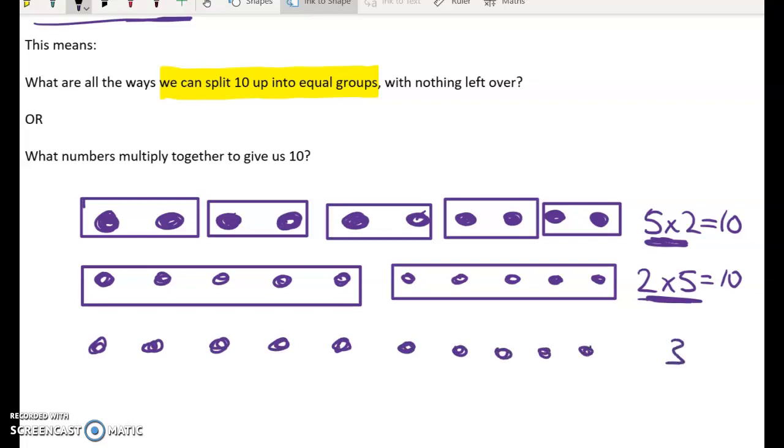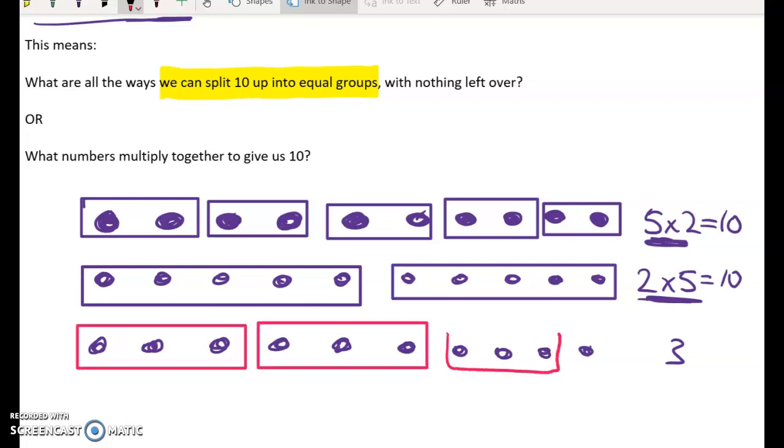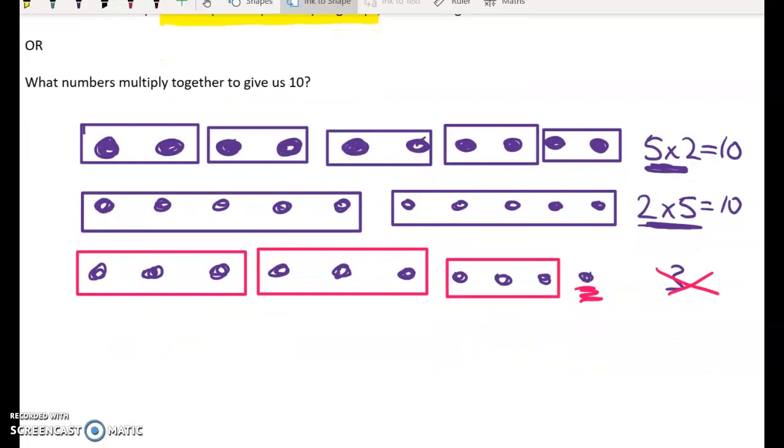So let's draw the 10 dots again, and let's see if 3 is a factor of 10. So this time, I'm going to see if I group the dots into 3s, what happens. Okay, so I've used up 9 of the dots, right? 3 3s and 9, but I've got this one left over. So 3 is not a factor of 10. What about 7? Is 7 a factor of 10?